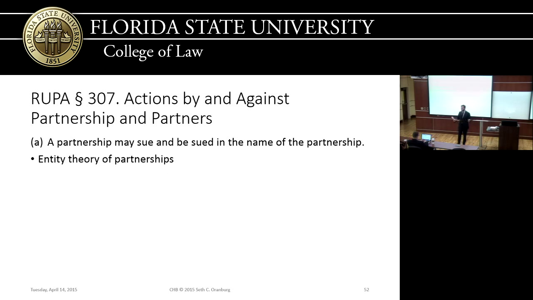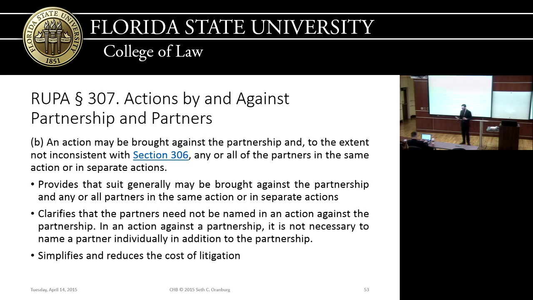307, partners can sue each other. We do know that partnerships can also sue and be sued, and we have joint and several liabilities. So we discussed earlier that joint and several liability means you can sue any or all of the partnership and the partners, and because partnerships have an entity theory, not the old aggregate theory from the 1914 standard, but the newer, all the newer statutes consider partnerships to be an entity, a partnership may therefore be able to sue and be sued in its own name, and an action may be brought against the partnership in its own name, not inconsistent with Section 306, which is liability of partners.